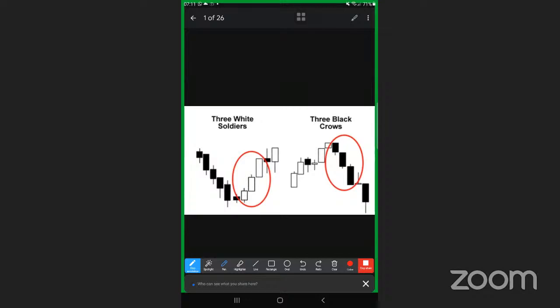So you can see that we don't have long shadows on the candles. Because of this, it signifies that the buying pressure is more than the selling pressure. Because when you see a candle with a long upper shadow, it tells you that there is selling pressure, or there was selling pressure in that candlestick.